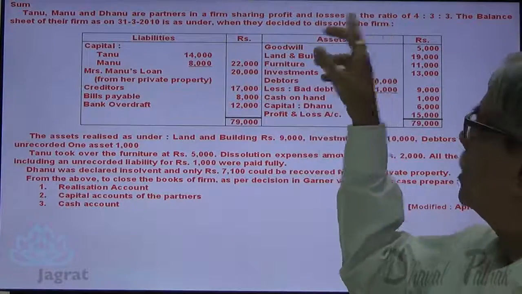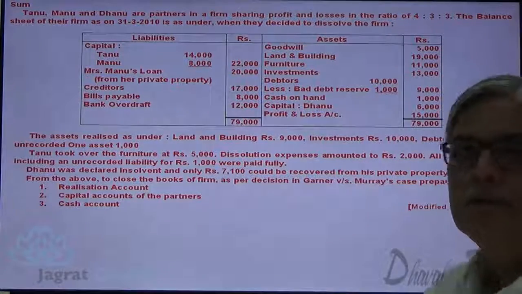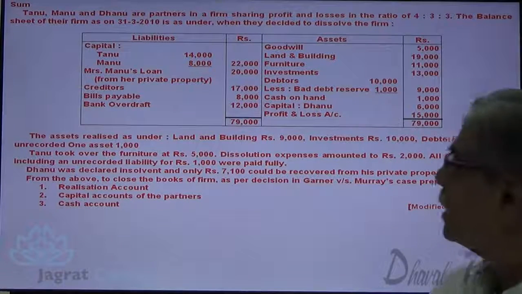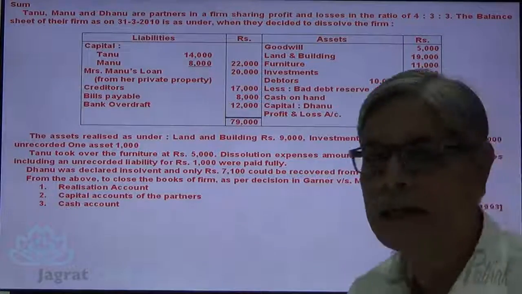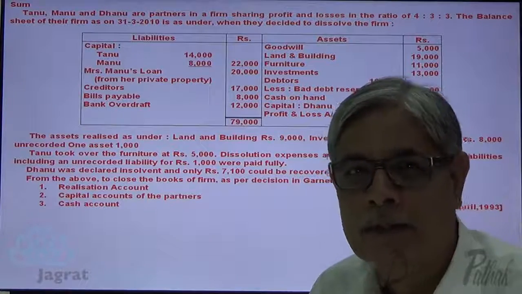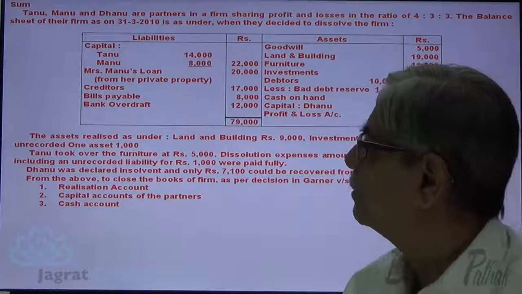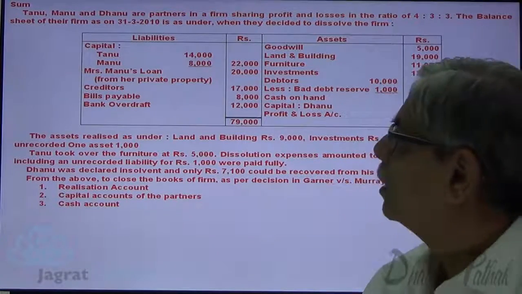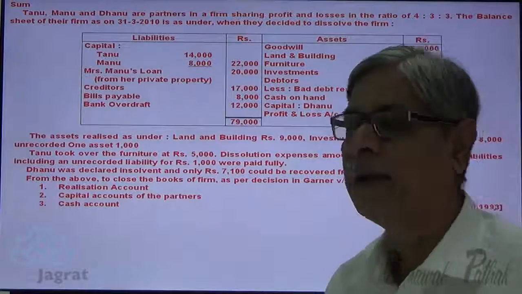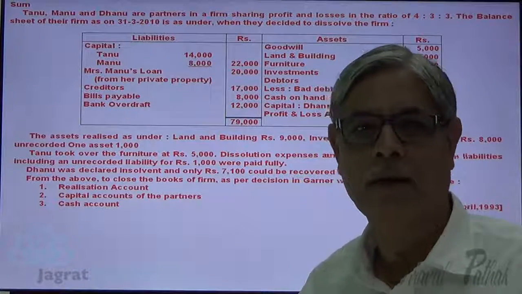When they decided to dissolve the firm, on the asset side you are given goodwill, land and building, furniture, investment, debtors, bad debt reserve, cash in hand, capital of Danu, and profit and loss account debit balance. On the liability side you are given capital of Danu and Manu, Mrs. Manu's loan, creditors, bills payable, bank overdraft. This is the information given to you on the liability side.